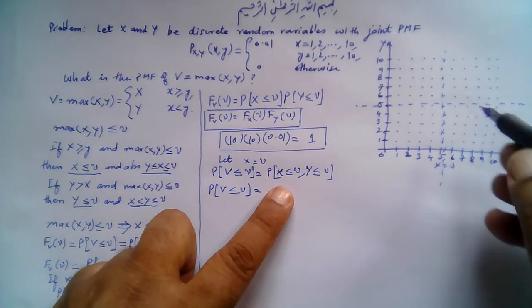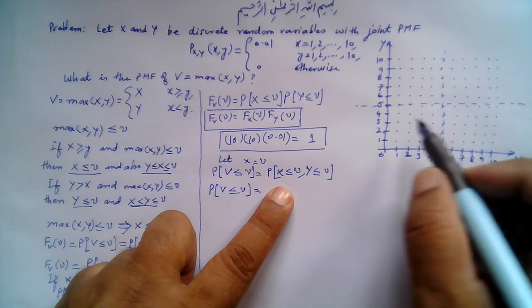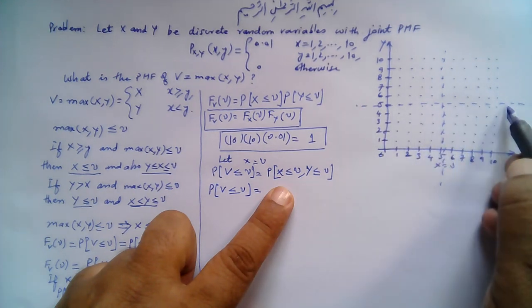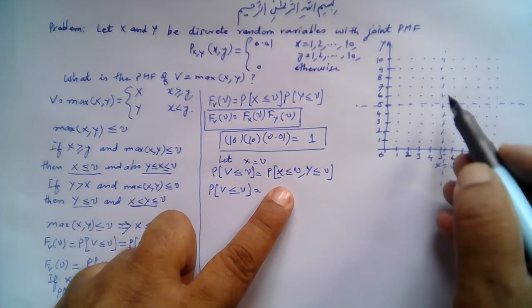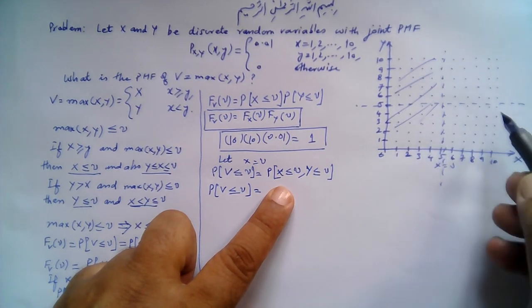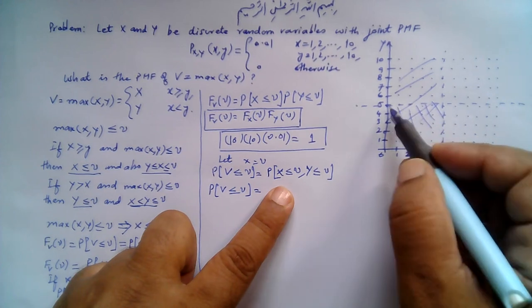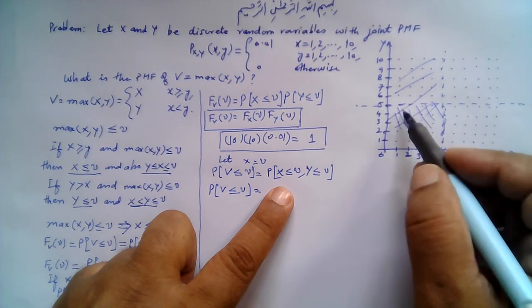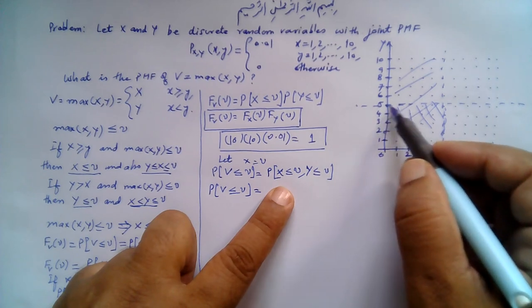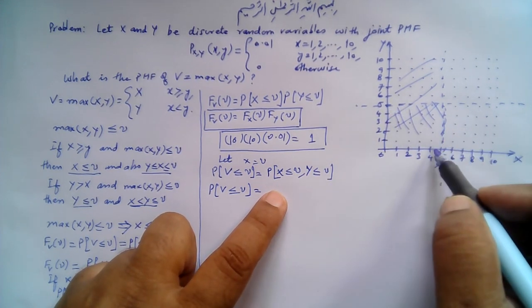So now this straight line represents x is equal to v. This straight line represents y is equal to v. So x less than or equal to v is this region, and y less than or equal to v is this region. Less than or equal to v will include these lines also. So this is the region of interest here. This is the value of the probability that we want to calculate.